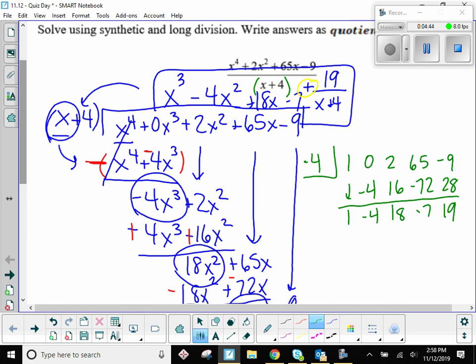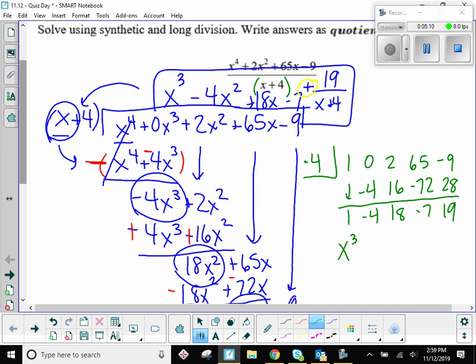Which of these is your remainder? The 19. And how do you know when you start adding your x's back in what degree to start with? One degree lower than you started with. So the problem started with x to the 4. So when you start putting your x's back in, you start with x cubed and then x squared, and so forth. And your answer should look like that one. That's the form you're going to write it in.